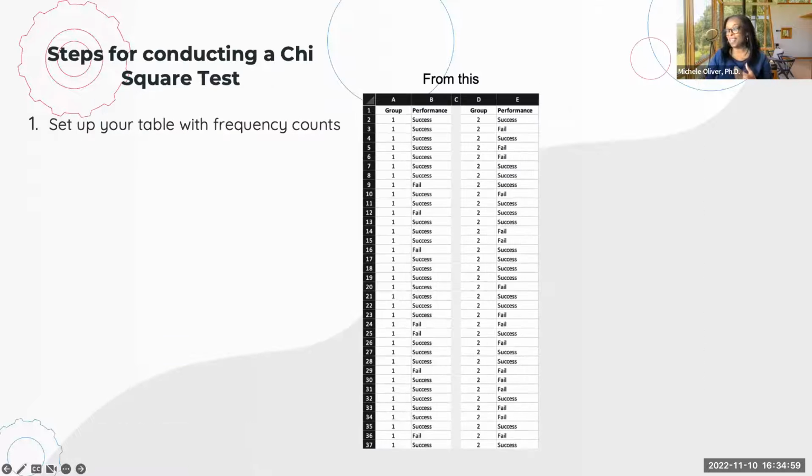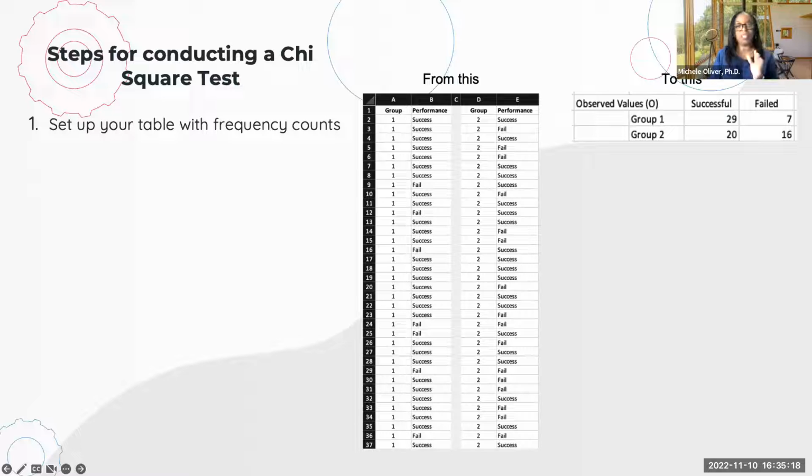All right. The first thing that you're going to do is set up your table with frequency counts. What you see here is just the raw data, right? Were they successful or were they not? So we convert that raw data into frequency counts, so we can see how many were successful per group and how many failed per group, okay?